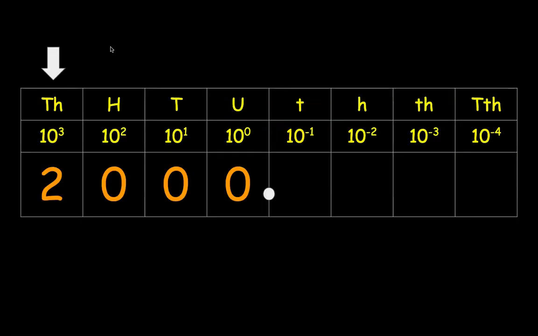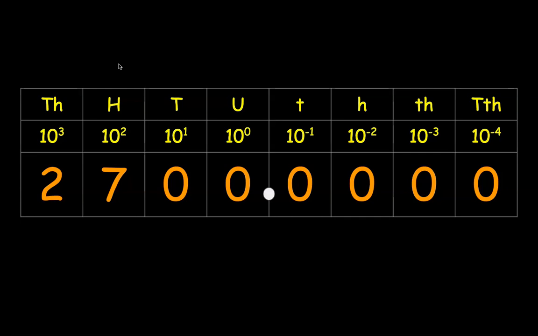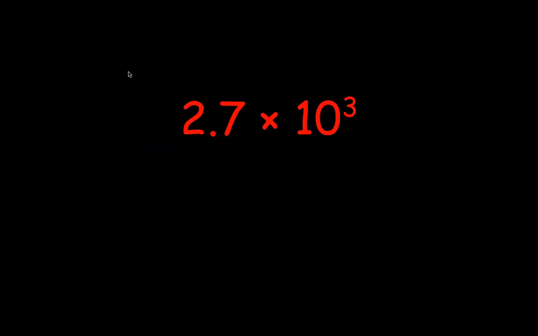Now, this place here is not empty, is it? It has a 7 in it. We did say that if the 7 wasn't there, it would be 2 times 10 to the power of 3. This place, or this column, is 10 times smaller than that one. So the 7 would end up in the tenths column: 2.7 times 10 to the power of 3.